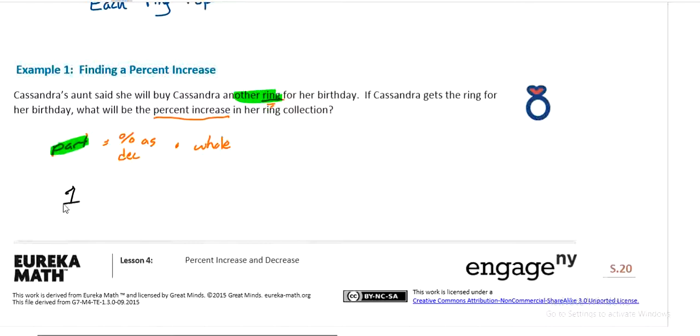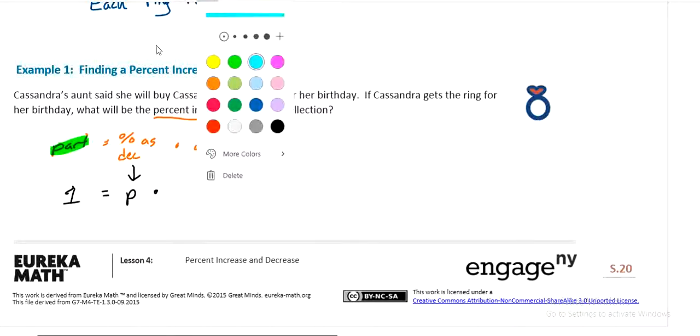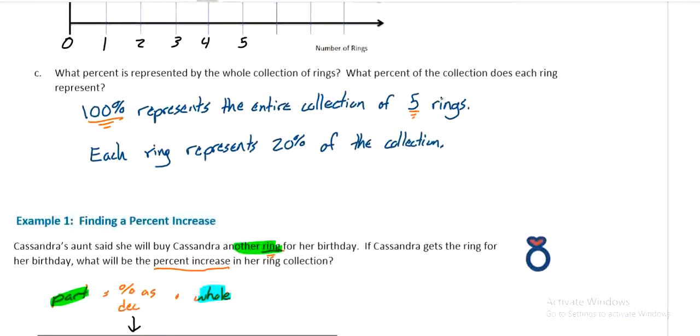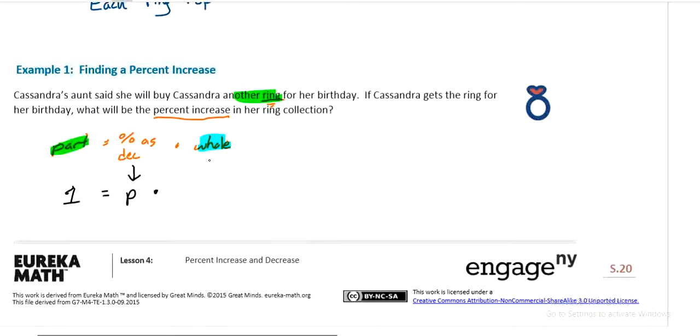That additional ring is the part. So we'll put a 1 because she's getting one more ring. The percent as a decimal, we don't know that. So we'll put P. P equals the percent increase times, now the whole is the original collection. So how much was in the original collection? Well, we know up here it says 5 rings. So down here we'll put 5. And there we go. Now we just were asked to find the percent.